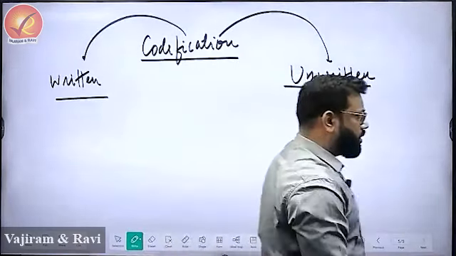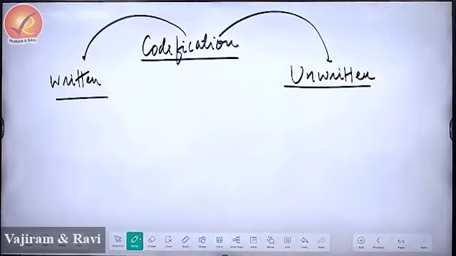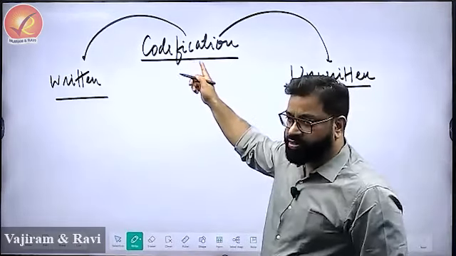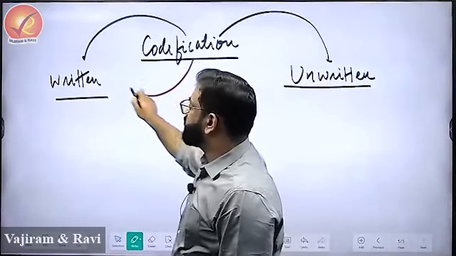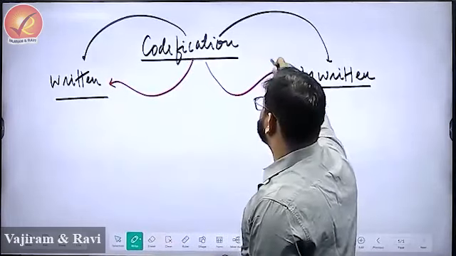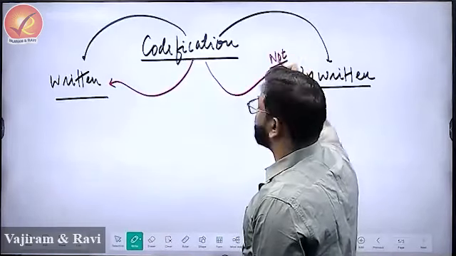Written or unwritten constitution. Here you understand one thing: both written and unwritten constitutions are written. It is not that an unwritten constitution is a verbal constitution. No, it is also a written constitution. The difference lies in codification. Written constitutions are codified, whereas unwritten constitutions are not codified.